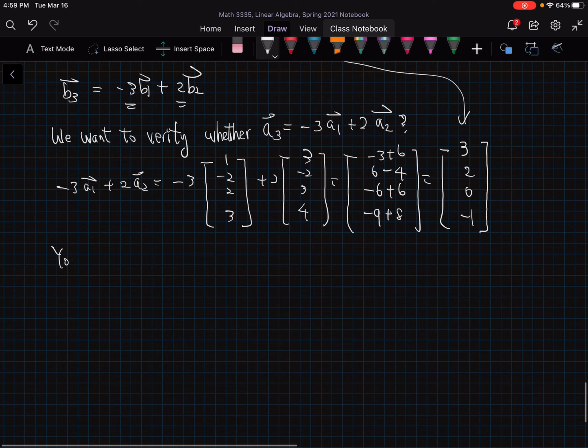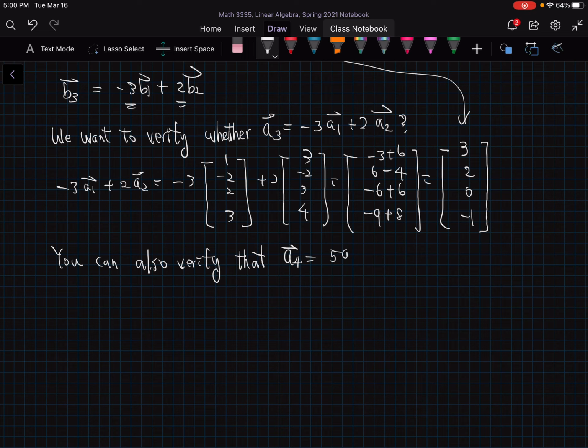All right, so you can also verify that A4 equals 5A1 minus A2, because we just showed that B4 equals 5B1 minus B2 a while ago. You can verify on your own.